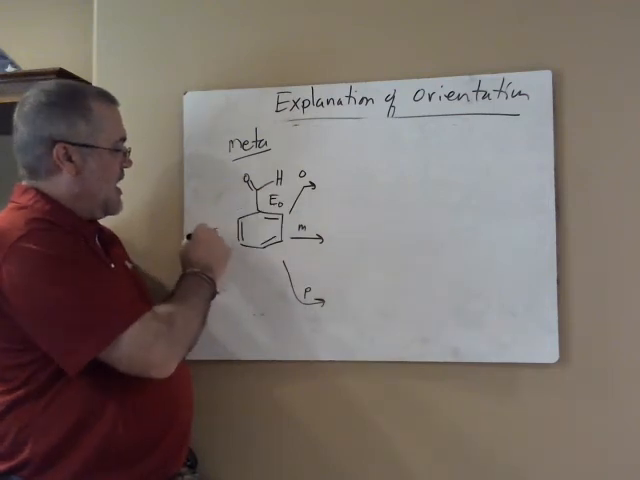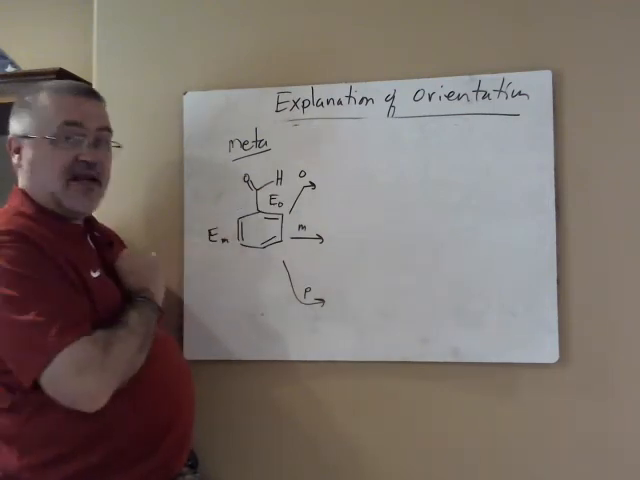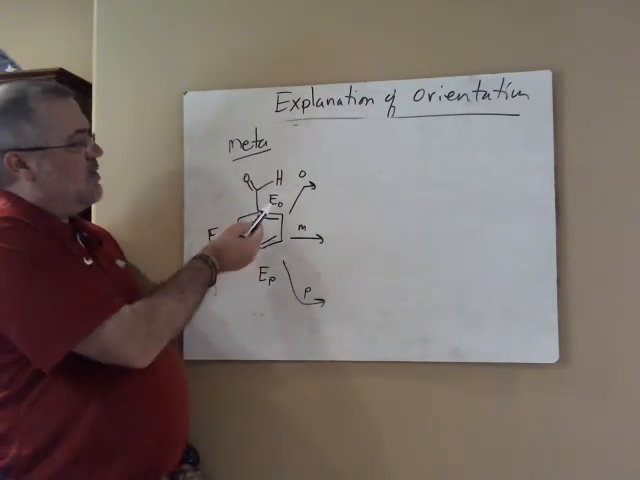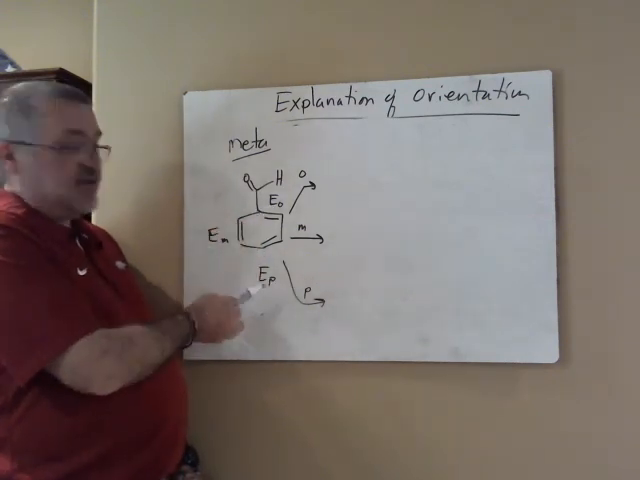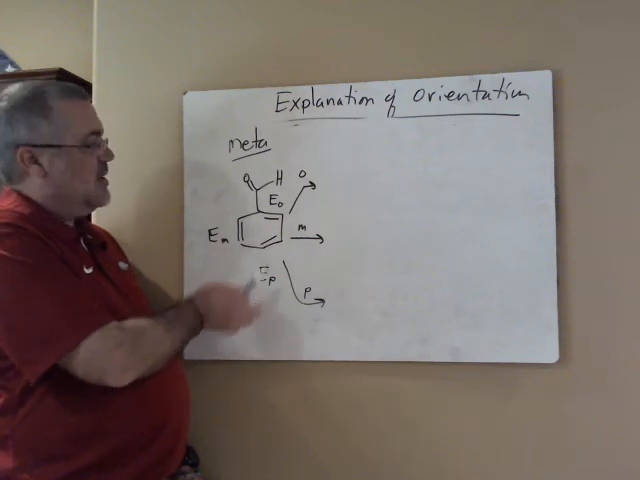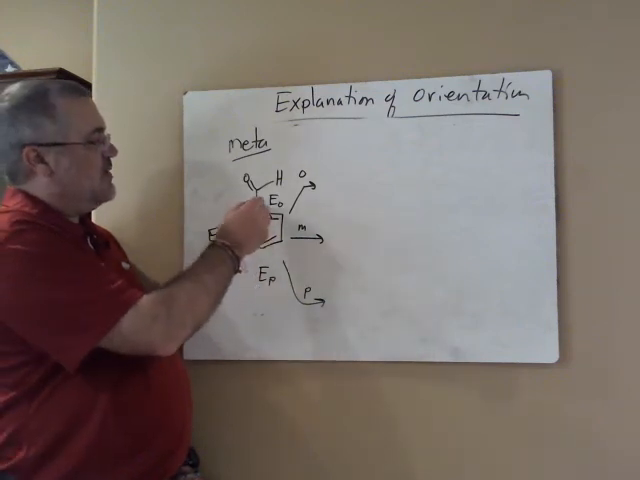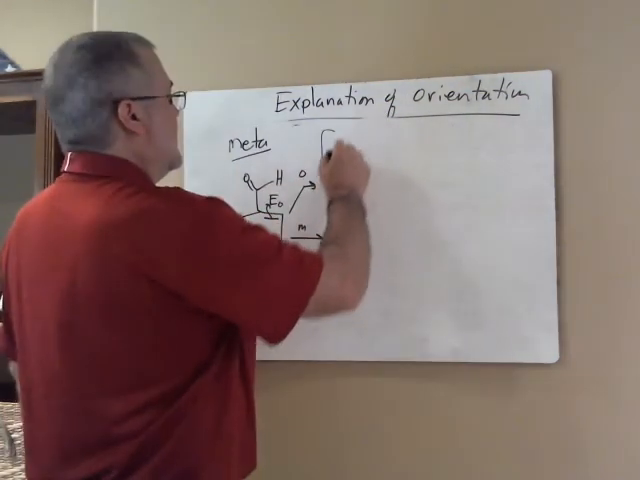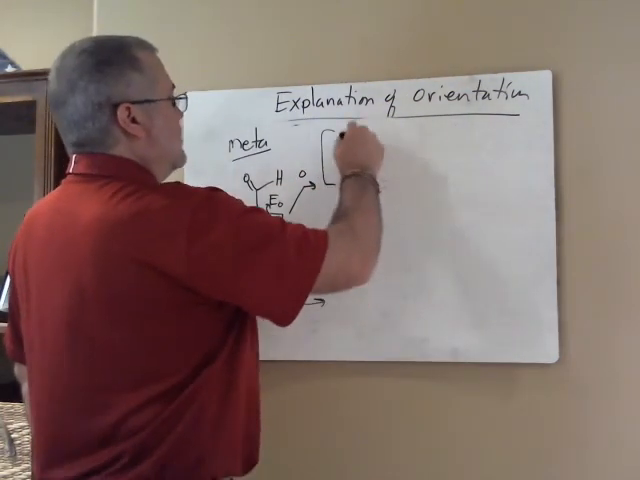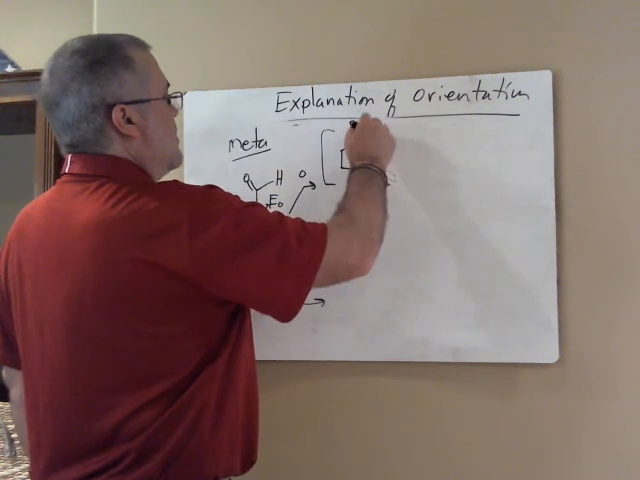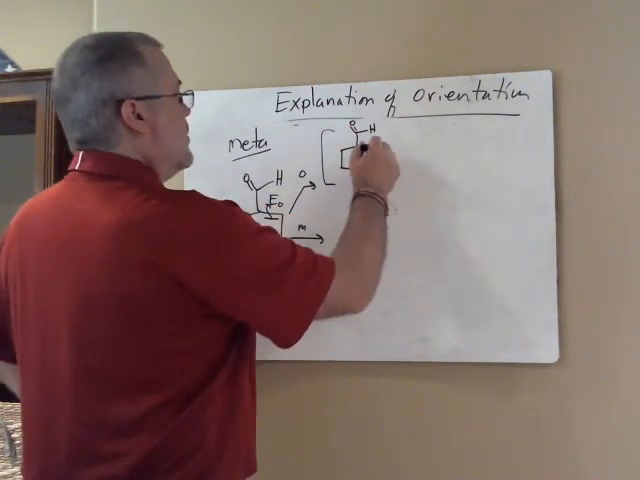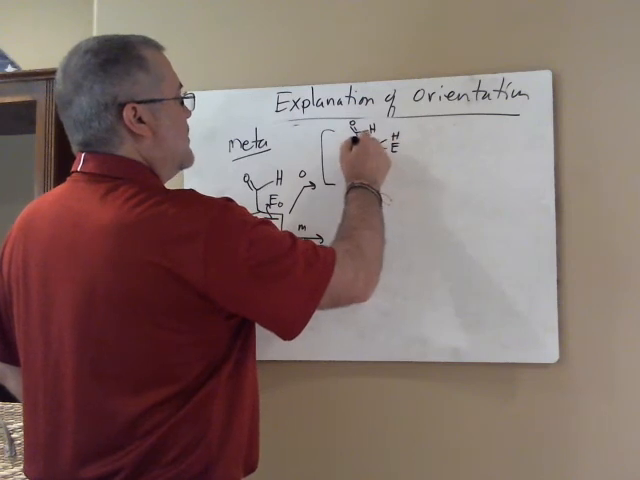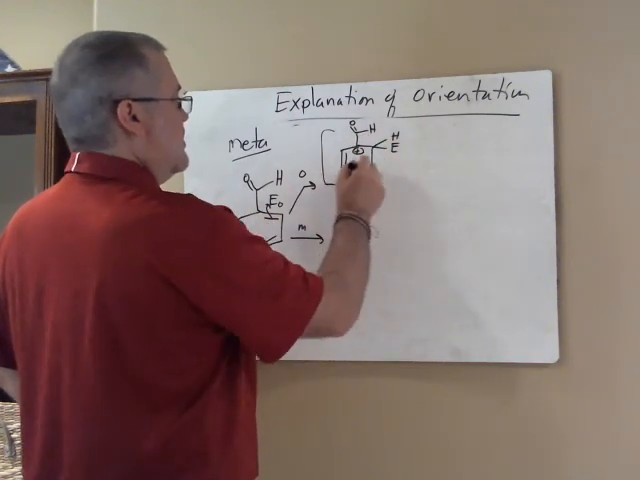But I'm still going to set it up the same way. I'm going to look at how the mechanism would be if I substituted to the ortho position, the meta position, or the para position. So let's start ortho. It's this pi bond that breaks. And so the intermediate that forms is going to be this. Okay, so electrophile ends up there. So this is the carbon that's deficient, right?